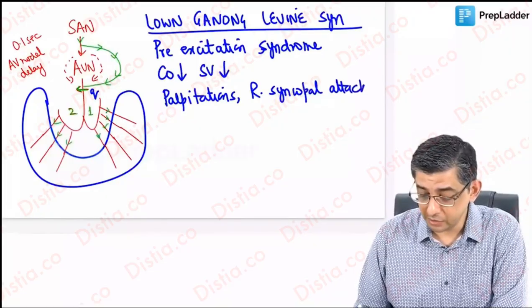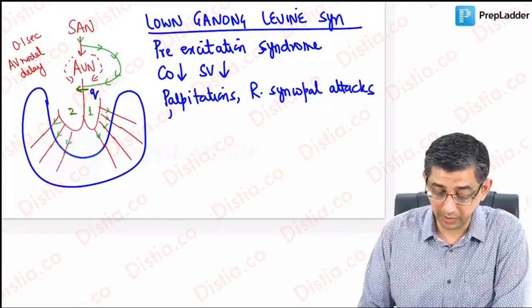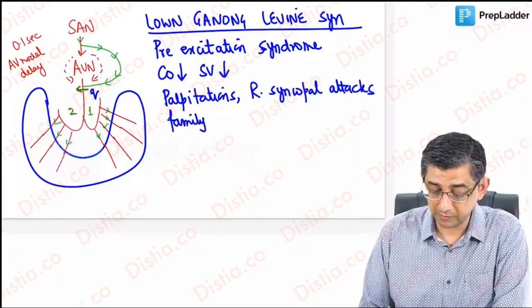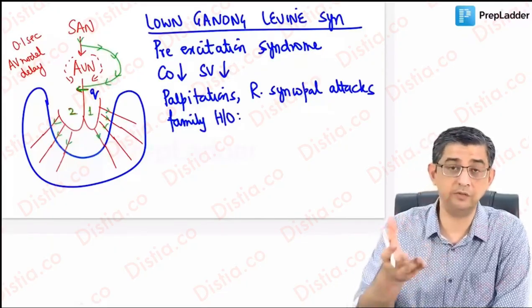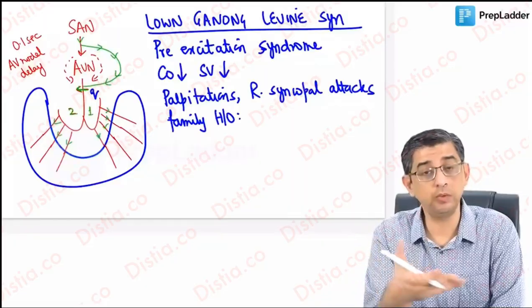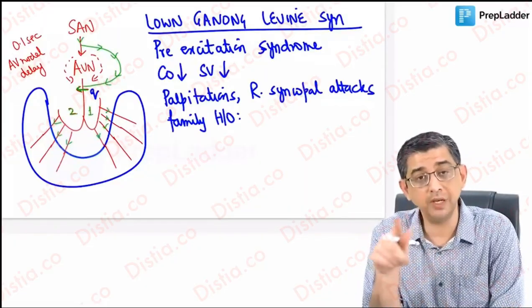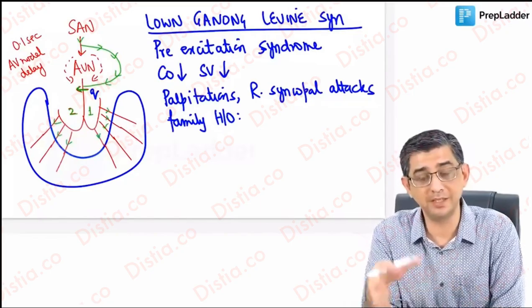He is hiding this history of palpitations and recurrent syncopal attacks. Most of the time, when a person applies for a government job, he has to declare the health of his family members. If you have ever applied for a medical officer job, you will notice they give you a proforma in which you have to fill up the health of brother, father, mother, sister, everybody.